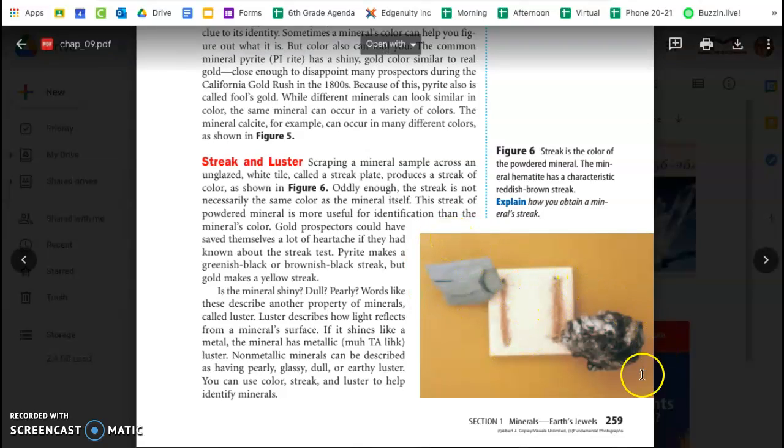What about our black mineral? Is it very lustrous? Out of the two, which one would you say is more lustrous? Definitely the one on the right. This black one is much shinier. It is reflecting more light, so it has a higher luster.